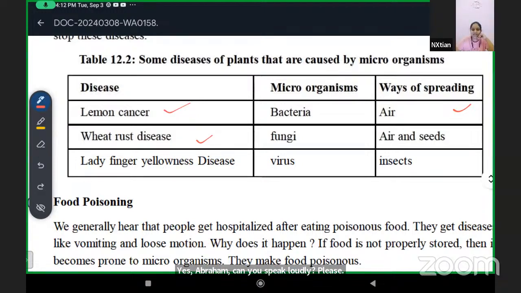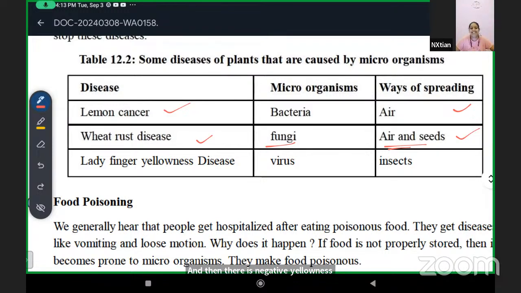So basically, it's when the wheat turns a rusty color because of a microorganism, and then you have to throw it out. Okay, like when basically the wheat gets rotten on the field. All right, when it turns into a rusty color, makes sense. So that is caused by fungi, and it comes into contact with wheat through air and seeds. And then there is ladyfinger yellowness disease in plants.